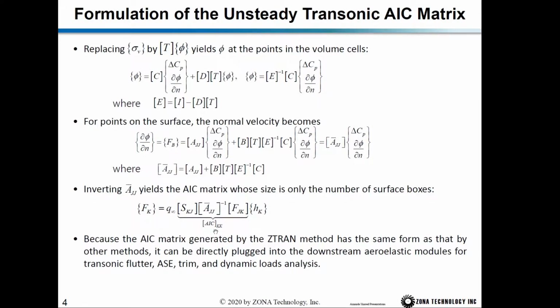And then this AIC matrix generated by the Z-Trin method has the same size as that generated by ZONA6, ZONA7, and ZAERO. Because the AIC matrix generated by the Z-Trin method has the same form as that of other methods, it can be directly plugged into the downstream aeroelastic modules for transonic flutter and dynamic load analysis.